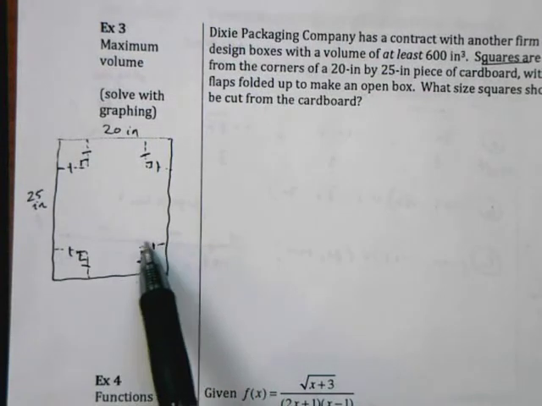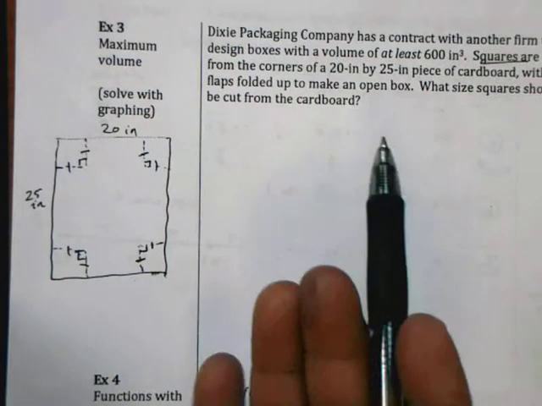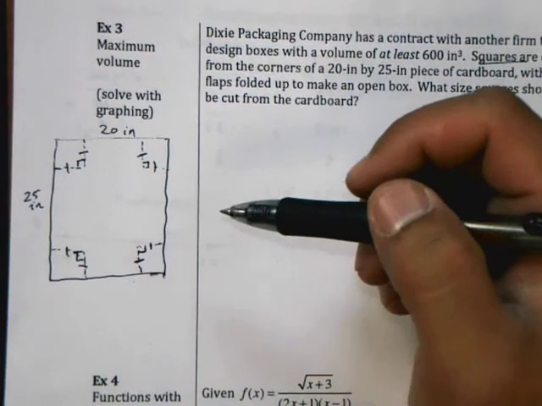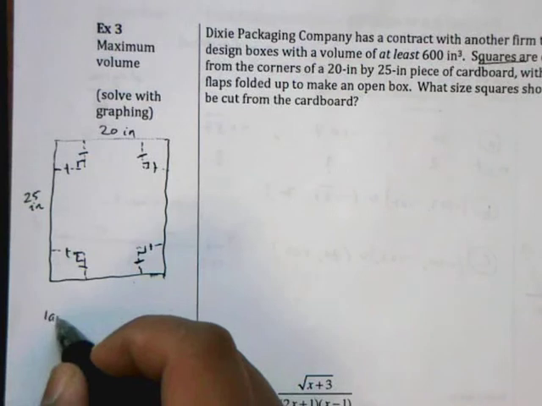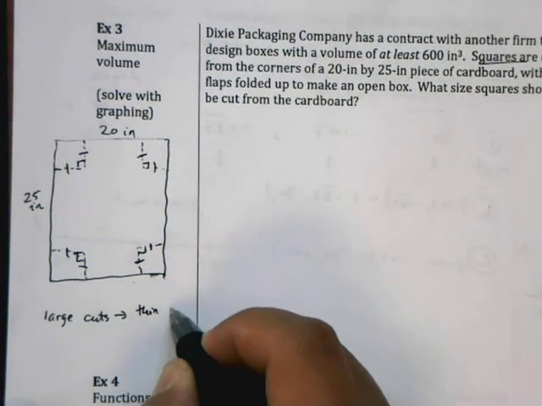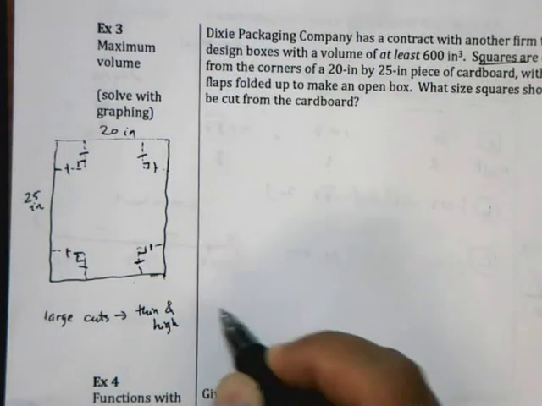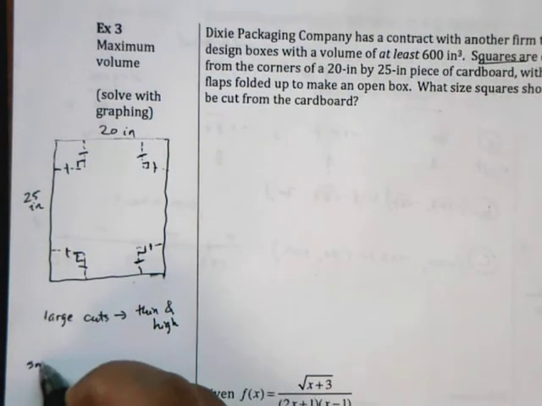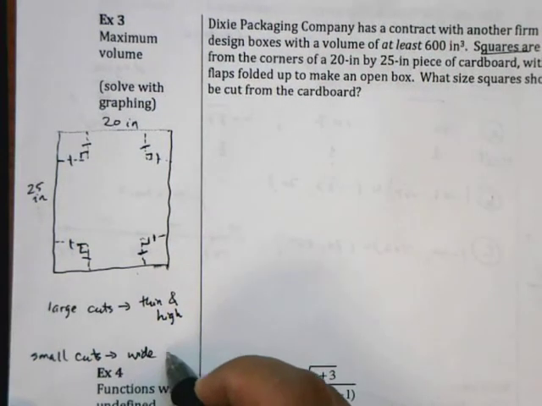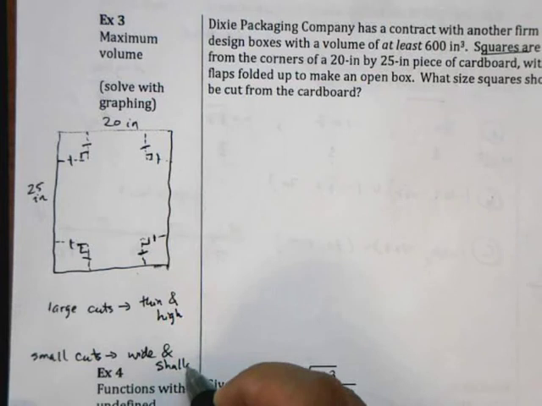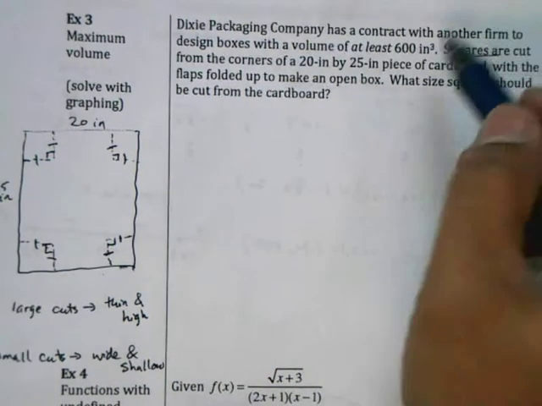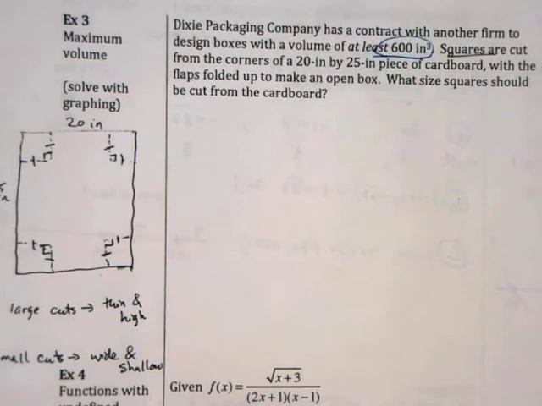And you can cut these. Notice here, if you cut a really big square, you're going to have a very tall box because you're going to fold the flaps up. If you cut a very small square, you're going to have a wide and shallow box. So large cuts lead to a thin and tall box. Small cuts lead to wide and shallow.